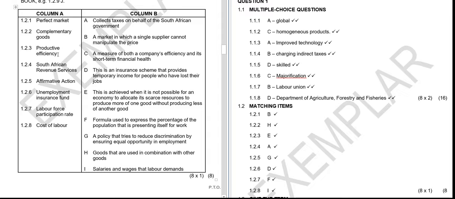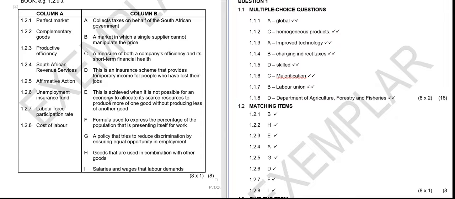So we go to productive efficiency. The appropriate match that we have is E. We say this is achieved when it is not possible for an economy to allocate its scarce resources to produce more of one good without producing less of another good. So that's the response that we have on 1.2.3.